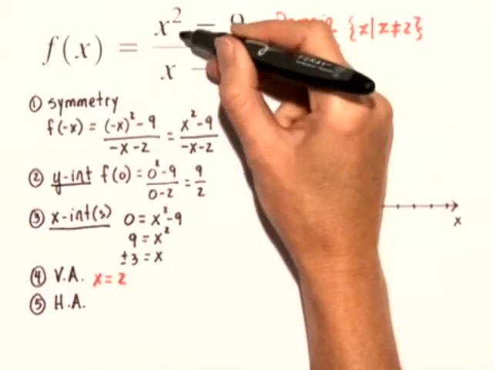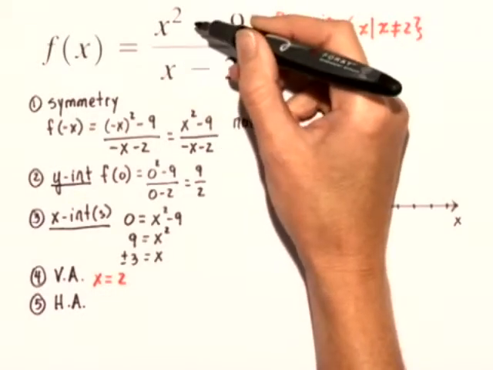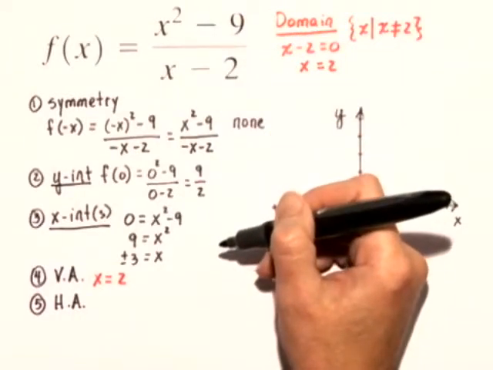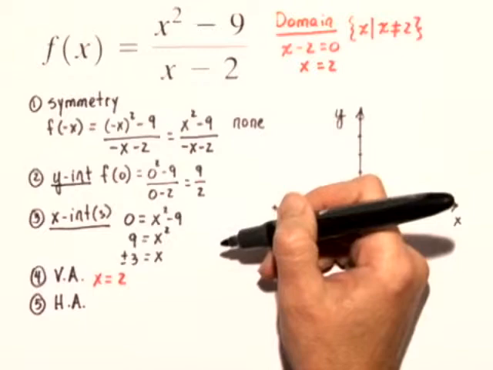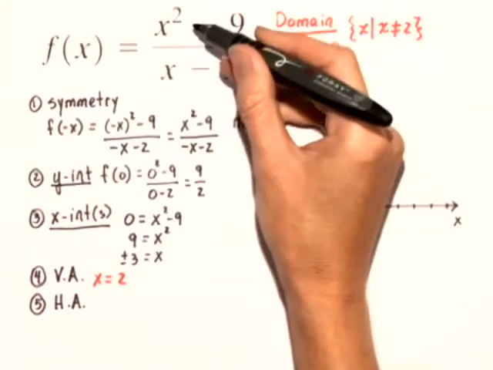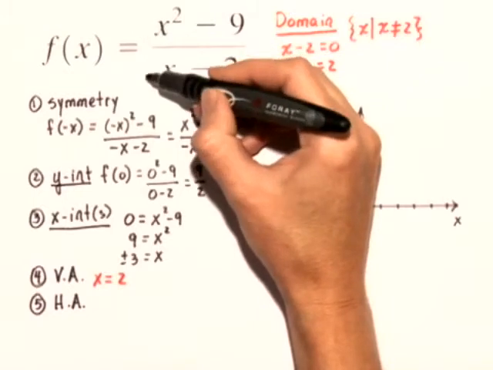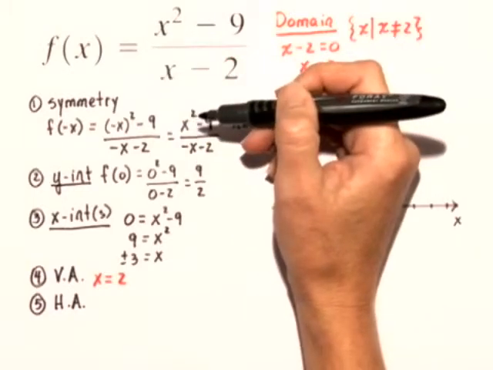So by looking at those exponents, we can see the degree of the numerator is not less than the degree of the denominator. Well, the second case is if the degree of the numerator is equal to the degree of the denominator, and we get the asymptote just by taking the ratio of the coefficients.